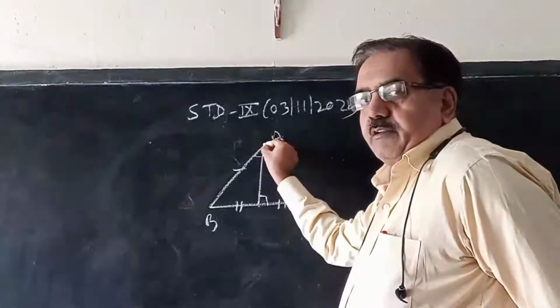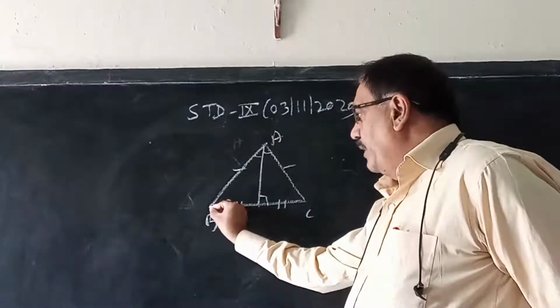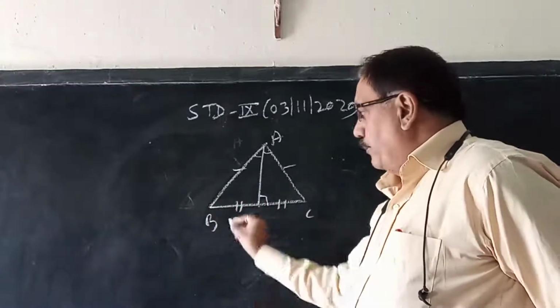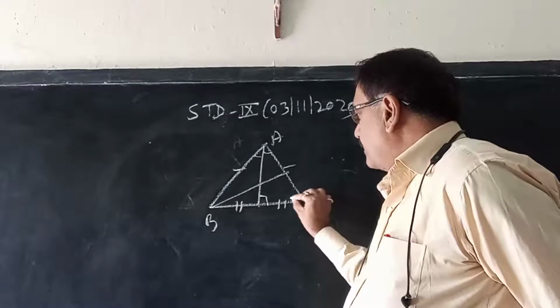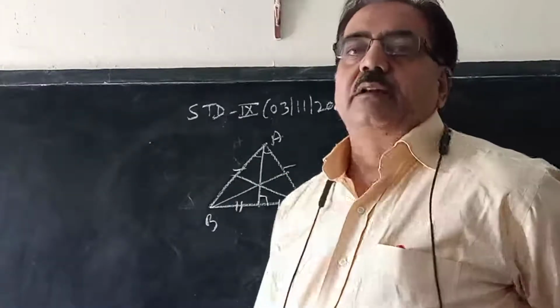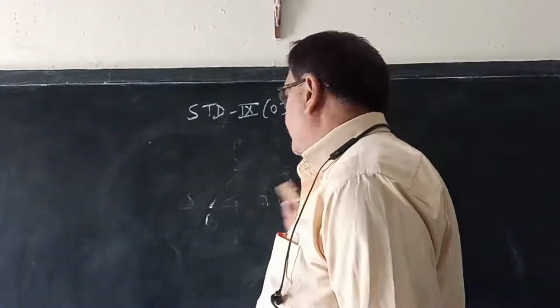This is the vertex angle. The vertex is the point from where we are drawing the line. If we draw the line from here, then B is the vertex. If we draw the line from C, then C is the vertex. Right? This happens only in an isosceles triangle and an equilateral triangle.